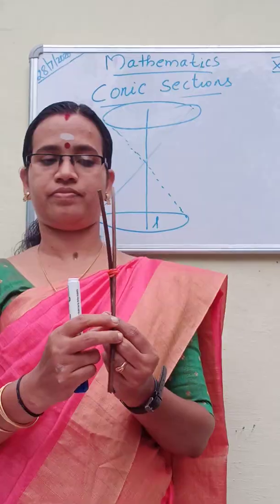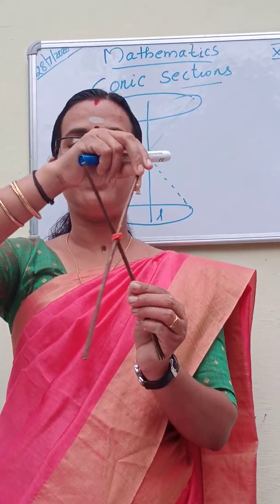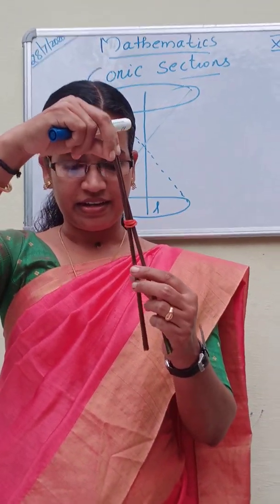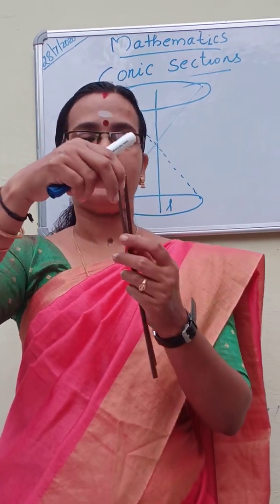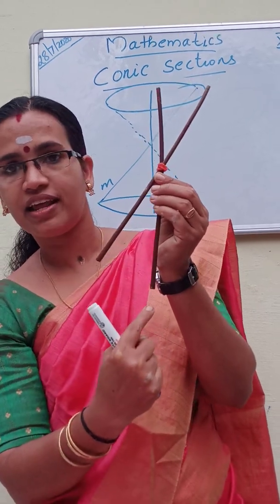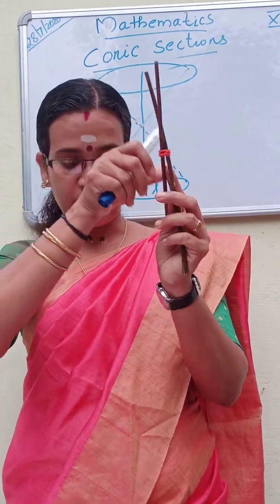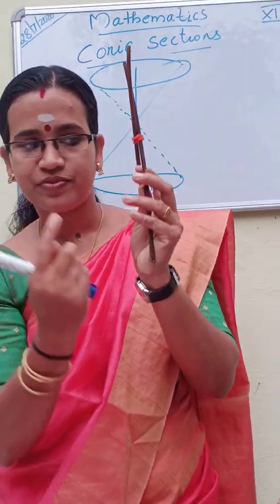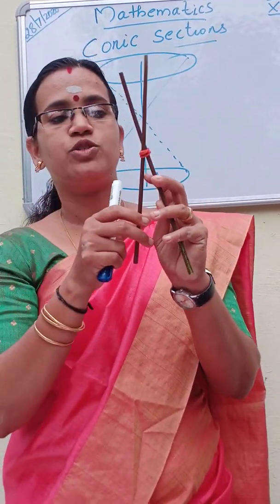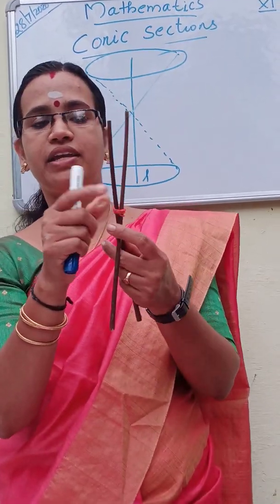So this line rotates. Then what do you get? You get a double napped cone: a cone on the upper side and also a cone on the lower side. They are called a double napped circular hollow cone. That cone is hollow, and here also it is a hollow cone. So we get two cones which are separate at this point.